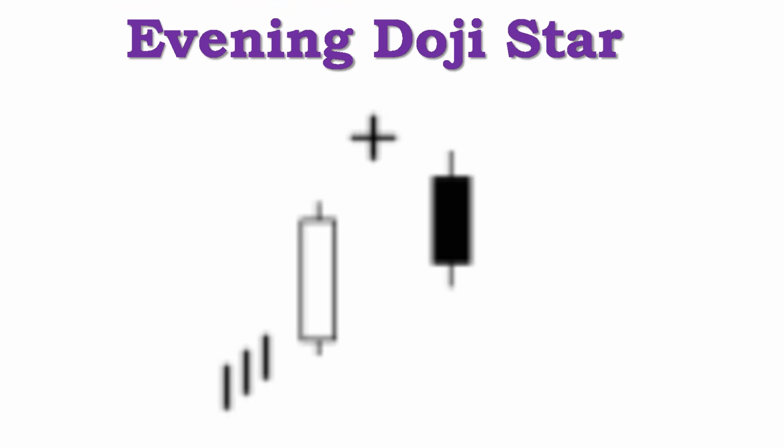Next candlestick pattern, evening doji star. A 3-day bearish reversal pattern similar to the evening star. The uptrend continues with a large white body. The next day opens higher, trades in a small range, then closes at its open, doji. The next day closes below the midpoint of the body of the first day.